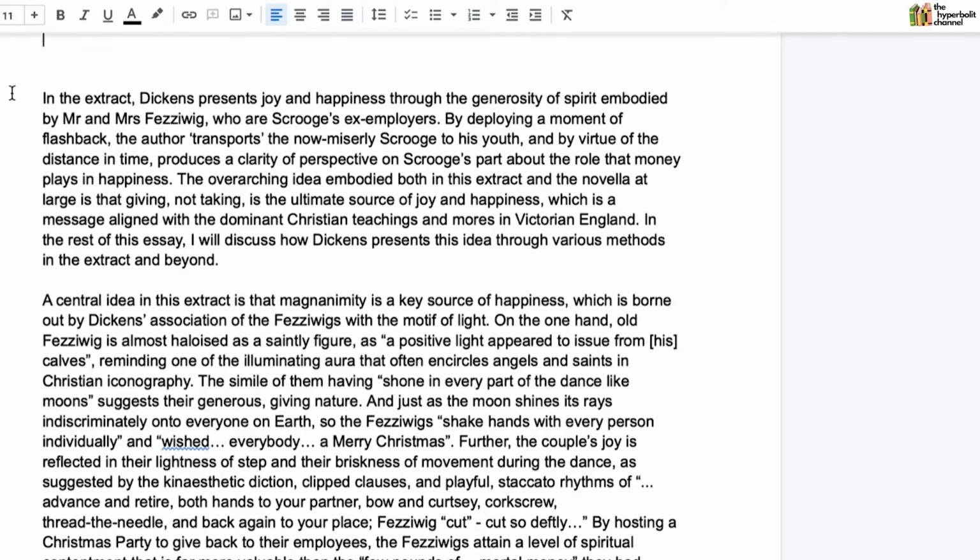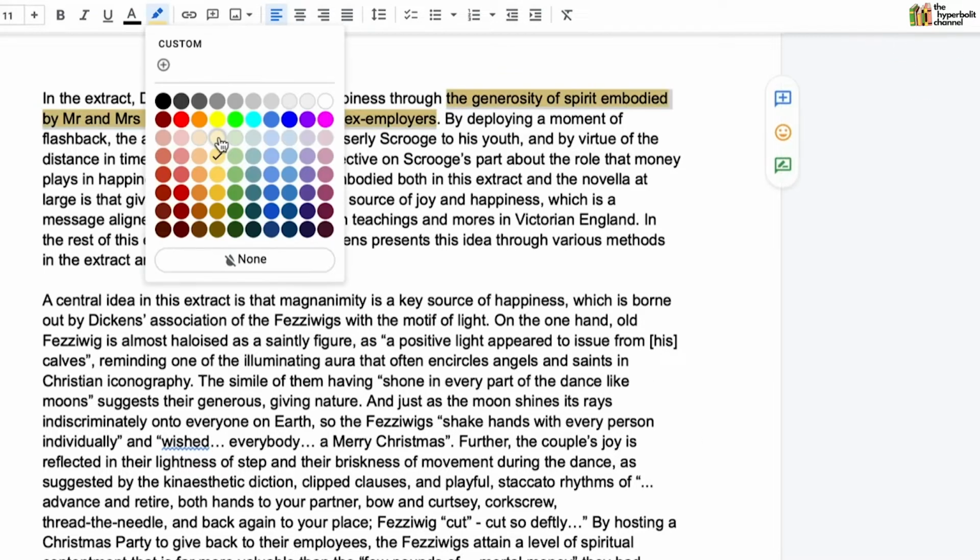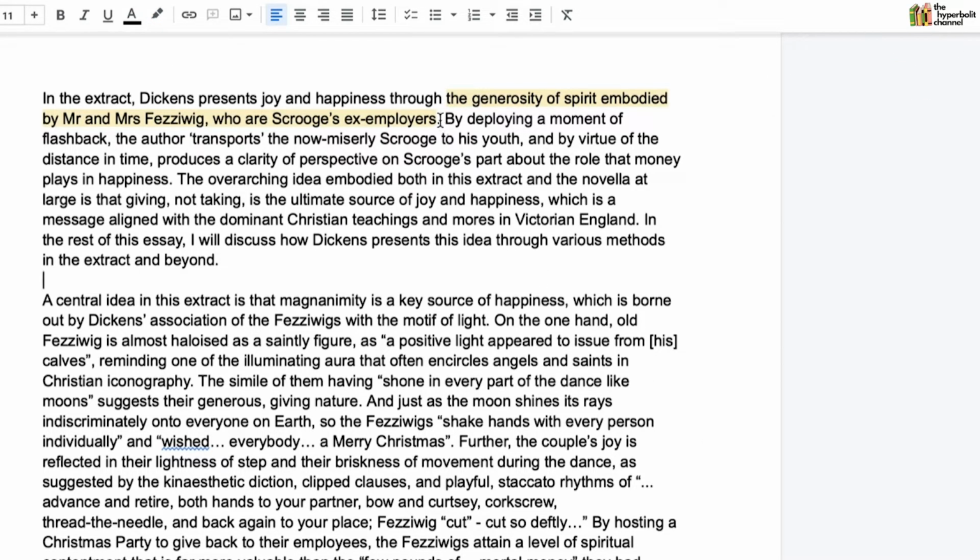So first of all, we have the intro, and immediately we start by acknowledging that we are engaging with the extract that's given. So the student says, "In the extract, Dickens presents joy and happiness through the generosity of spirit embodied by Mr. and Mrs. Fezziwig, who are Scrooge's ex-employers." So in this sentence, we know the student has very clearly summarized what the extract is about.